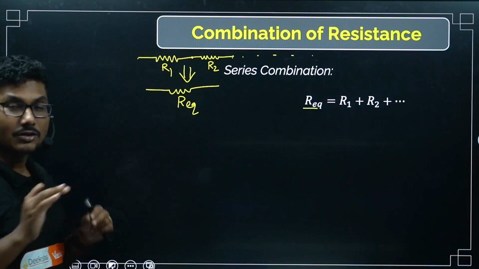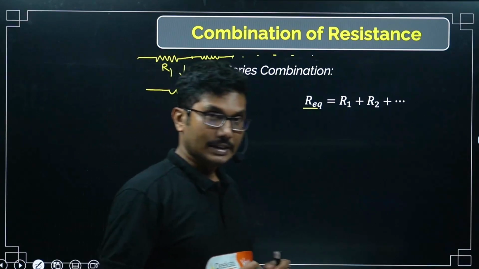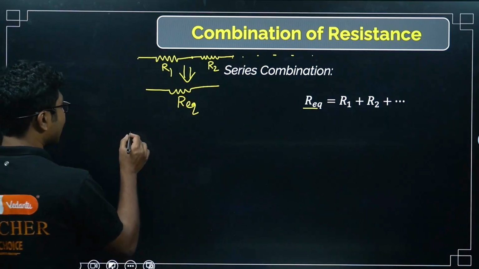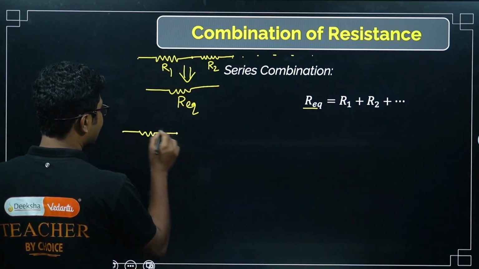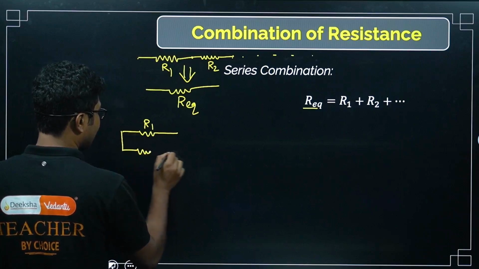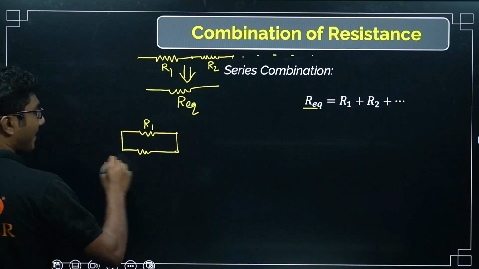Then that is called equivalent resistance basically. Okay, now the next combination is the parallel combination. As the name suggests, suppose I have a resistance R1 like this, another resistance R2 like this, and they are parallel. If you see, they are like parallel lines.